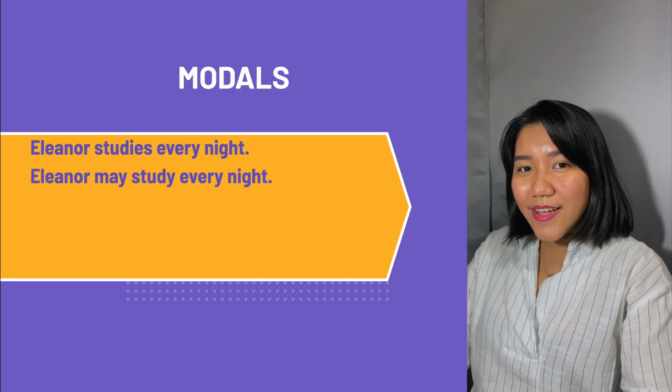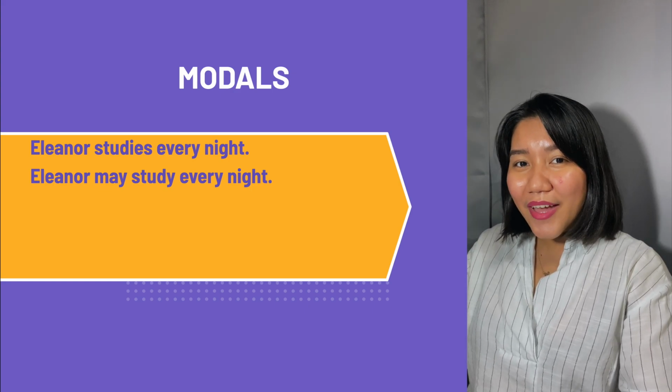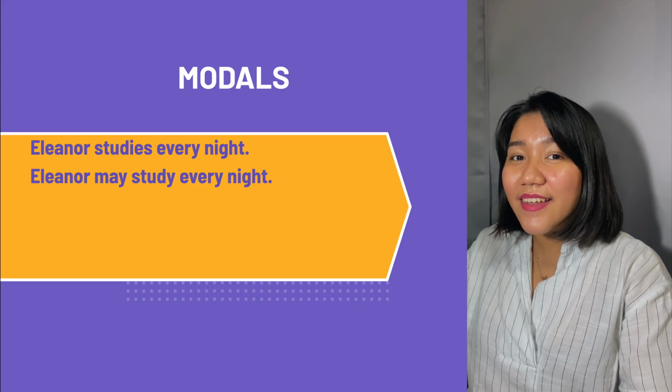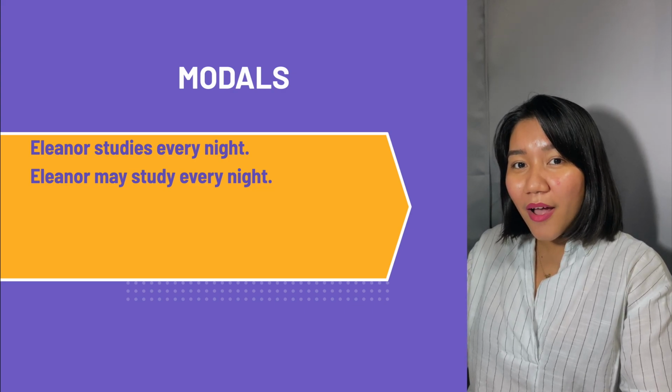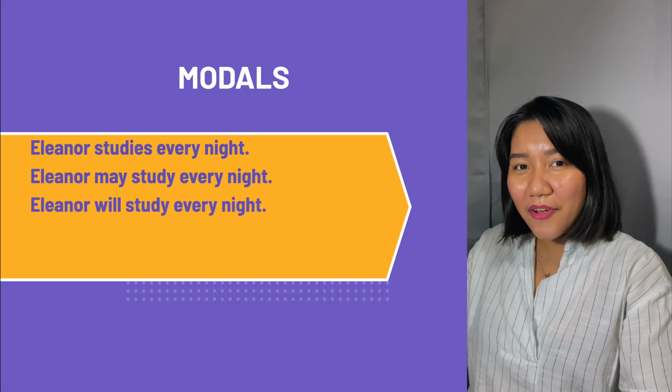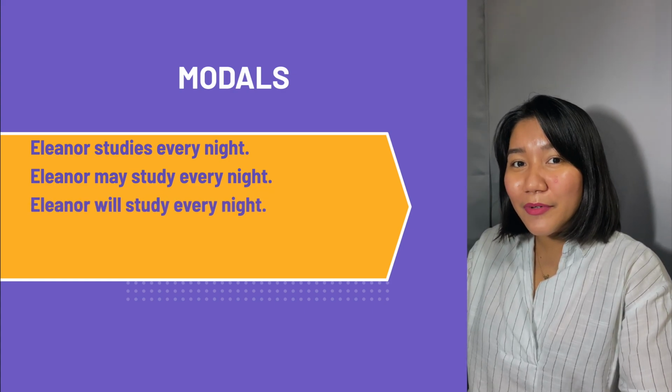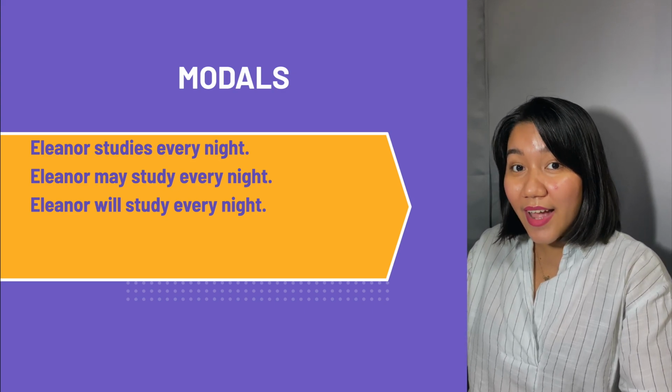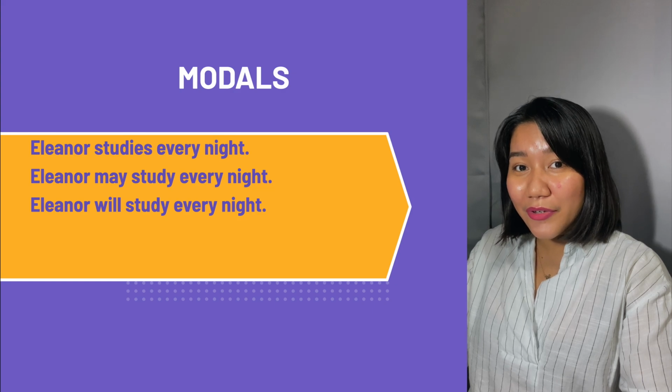Eleanor may study every night. The helping verb may indicates that Eleanor is considering the possibility of studying every night. Eleanor will study every night. The helping verb will indicates that Eleanor does not study every night right now, but intends to do so in the future.